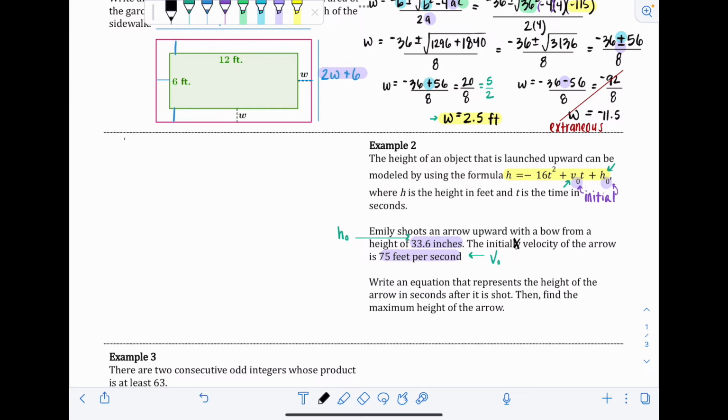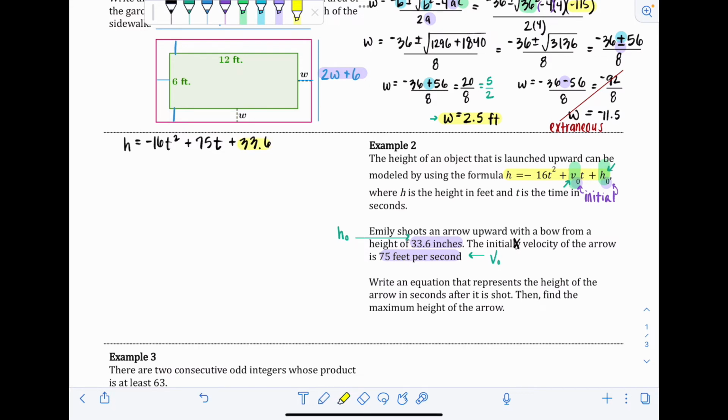So our equation would be h equals negative 16t squared, and then plus our initial velocity, which is 75 feet per second, so plus 75t. And then next is our initial height, and our initial height was 33.6. I forgot to do something, so I'm going to go back and fix it really quick. Okay, so we're going to end up changing this, but it's a good starting place.